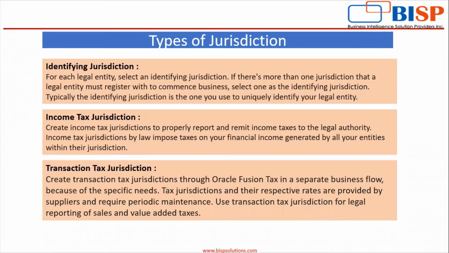Types of jurisdiction. First one is identifying jurisdiction. For each legal entity, we have to select at least one identifying jurisdiction. If there is more than one jurisdiction that a legal entity must register with to commence business, select one as an identifying jurisdiction. Typically, the identifying jurisdiction is the one you use to uniquely identify your legal entity.